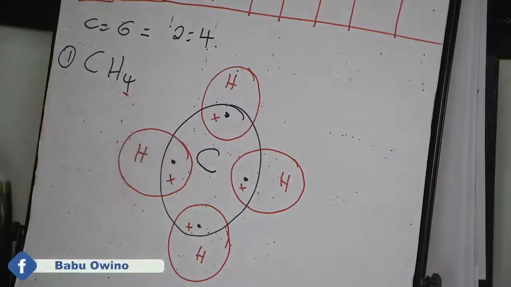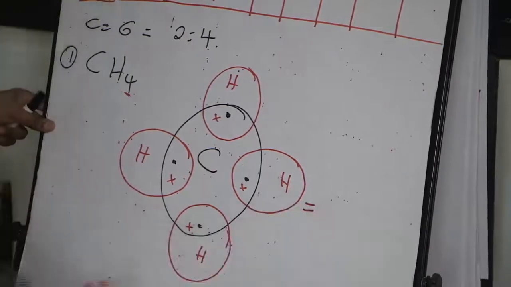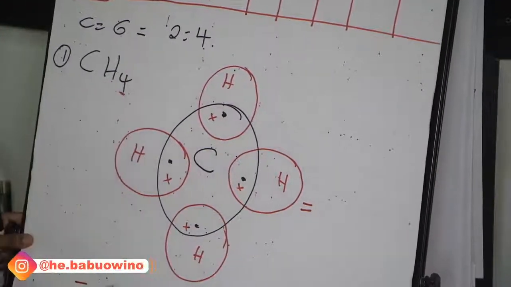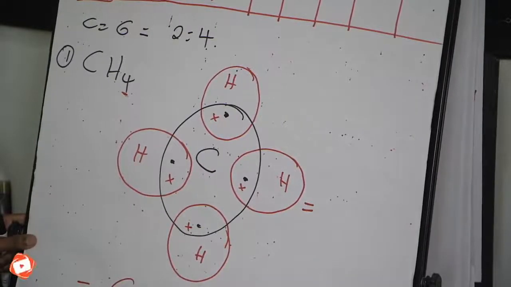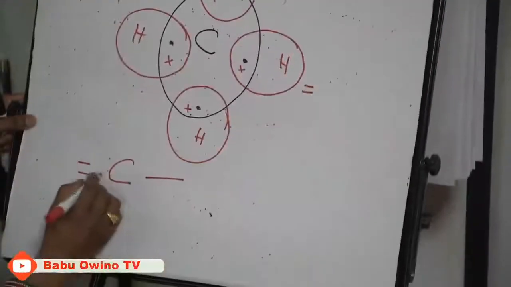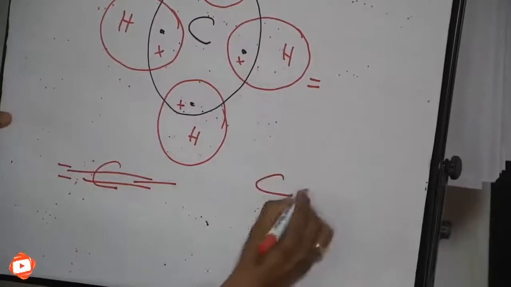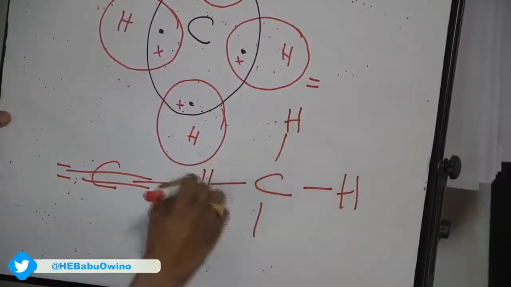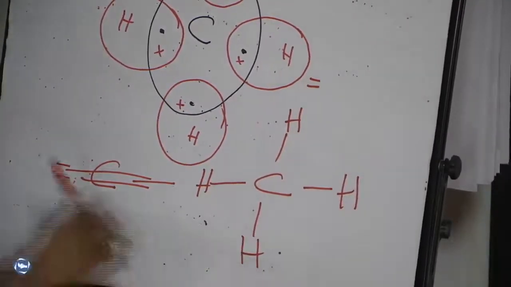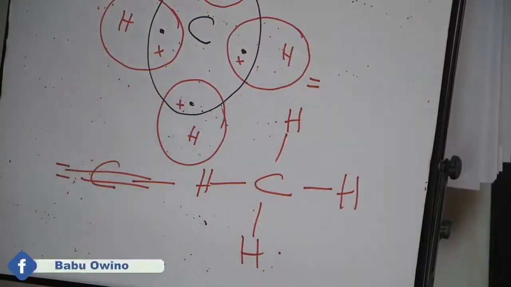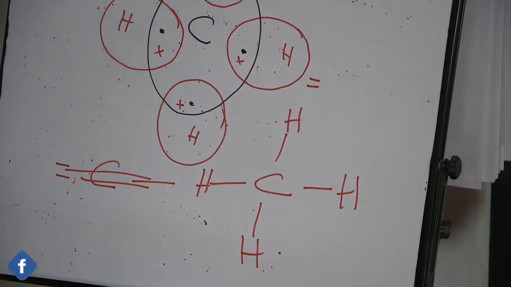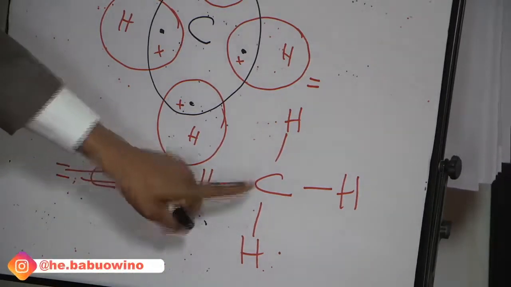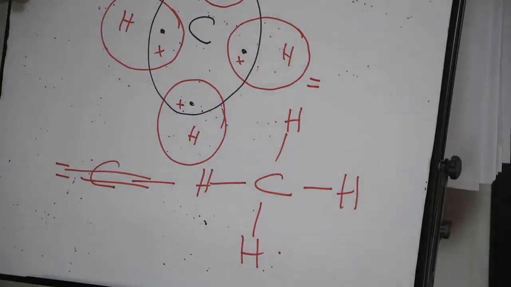So this is the structure, which can also be opened to C. We can open this to C, then with hydrogen atoms. So this is the structural, sorry, this is the structural formula for methane.